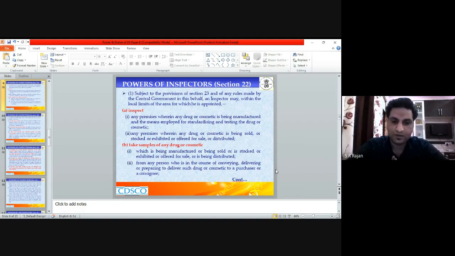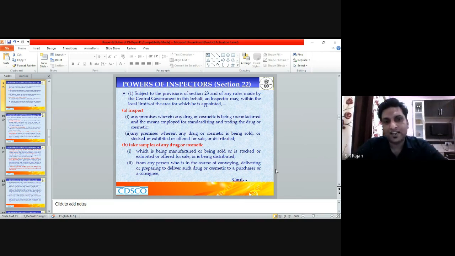Further, what are the powers of inspectors? These powers are prescribed by the Drug and Cosmetic Act under section 22. Subject to section 23 and any rules made by the central government in this behalf, an inspector may, within the local limits of the area for which he is appointed, firstly inspect any premises wherein any drug or cosmetic is being manufactured and the means employed for standardizing and testing the drug or cosmetics, and also inspect any premises wherein any drug or cosmetic is being sold or stocked or exhibited or offered for sale or distributed. So the first kind of work is inspection.